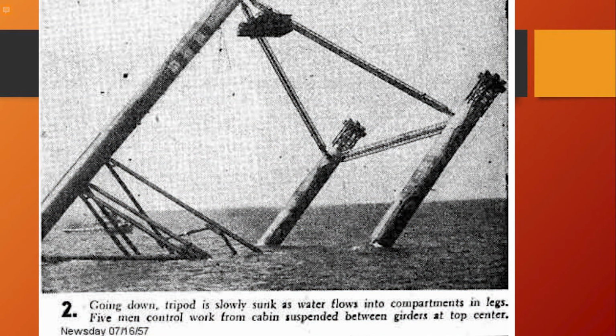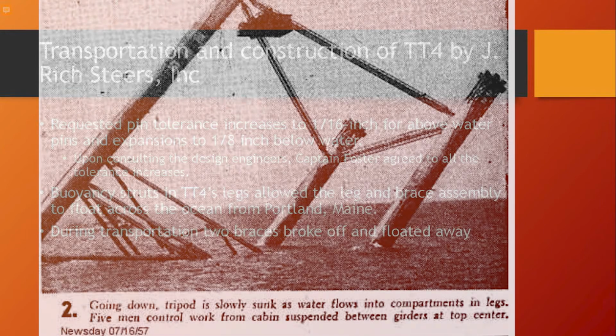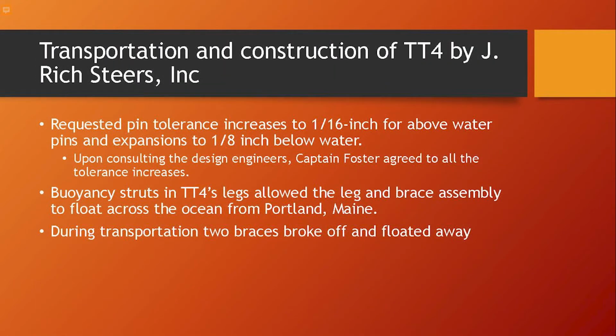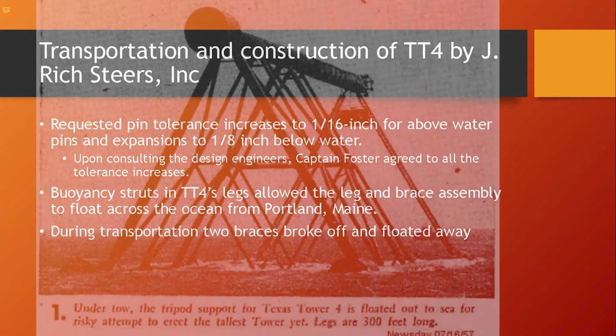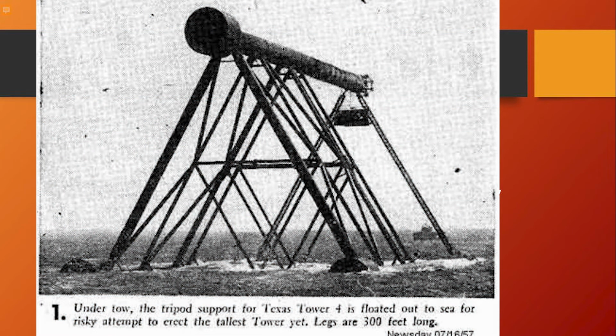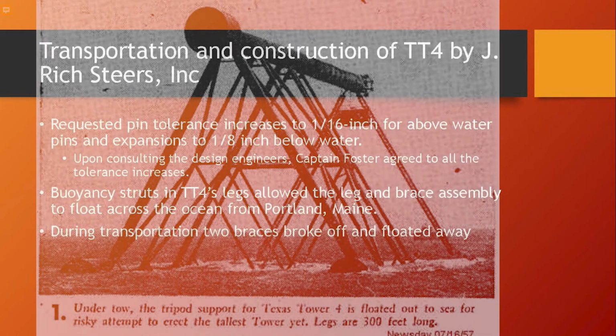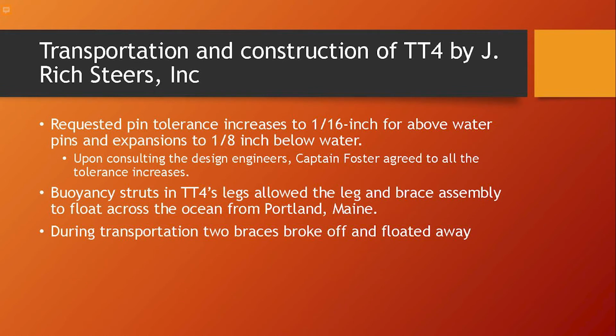TT4's legs were different than the other towers. Not only did they have below water bracing, but buoyancy struts in the legs allowed the leg and brace assembly to float across the ocean to its site. It floated on its A and B legs, while the C leg acted as the vessel's gunwale. During transportation, 2 braces broke off the legs and floated away.